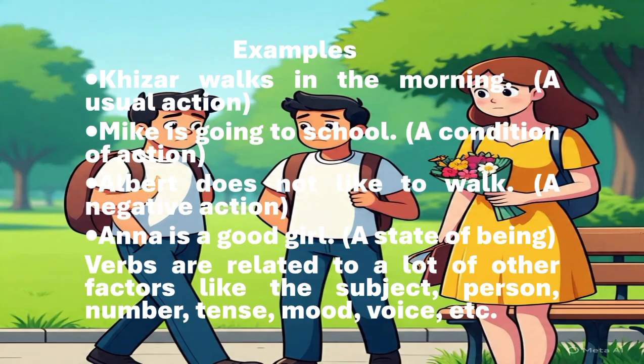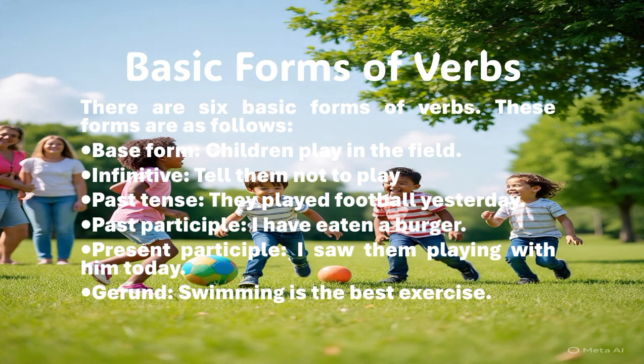Examples. Kazar walks in the morning. A usual action. Mike is going to school. A condition of action. Albert does not like to walk. A negative action. Anna is a good girl. A state of being. Verbs are related to a lot of other factors like the subject, person, number, tense, mood, voice, etc. Basic forms of verbs.